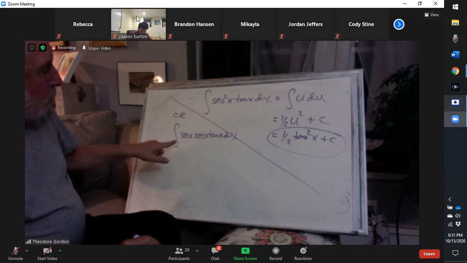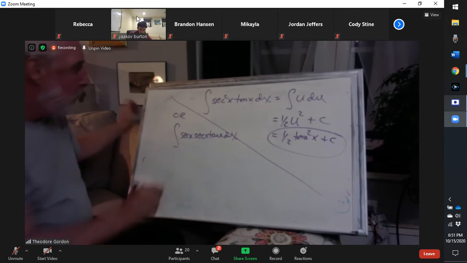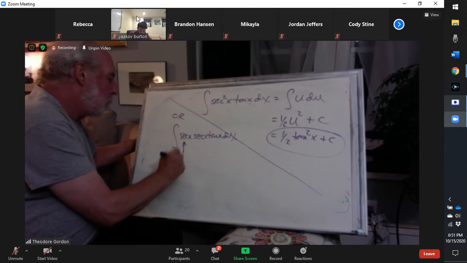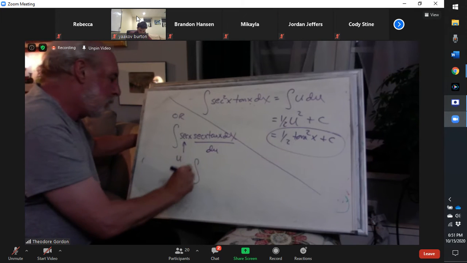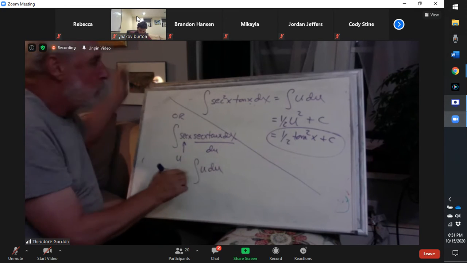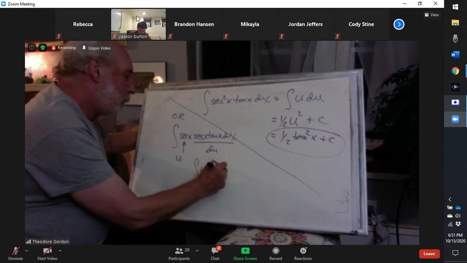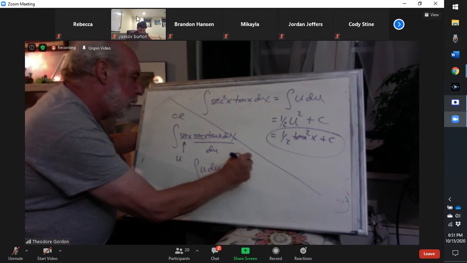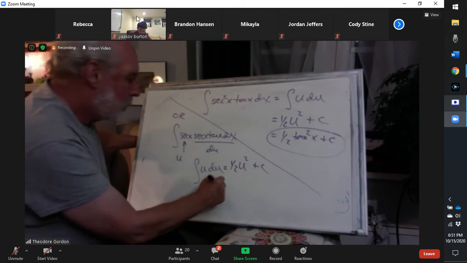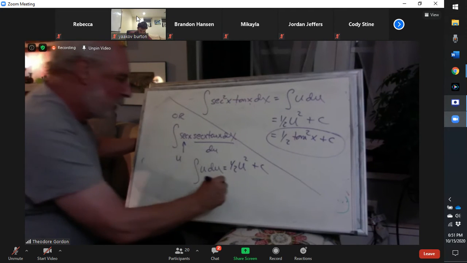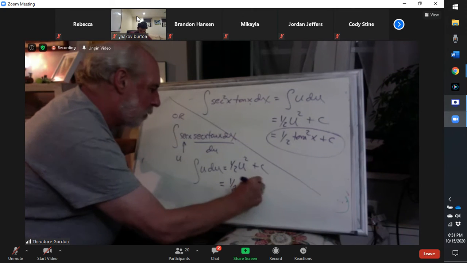Now, secant times tangent is the derivative of secant. So now this can be our u, and all of this can be our du. And we still get this integral, the integral of u du. So they look the same at this point. And we get 1/2 u squared plus c. But now my u in this case was secant, so I get 1/2 secant squared x plus c.